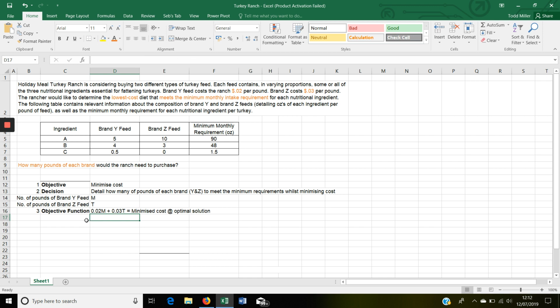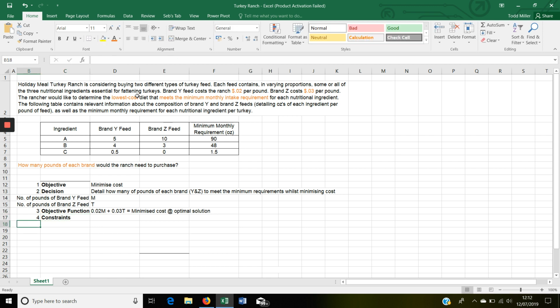So for example, if we were to have 5 pounds of brand Z feed, well, that would be represented by T. T would become 5. Then in the equation, we'd replace the letter T with 5, and that will give us our solution. Sorry, let me just pop the T back in there to complete. Lovely.